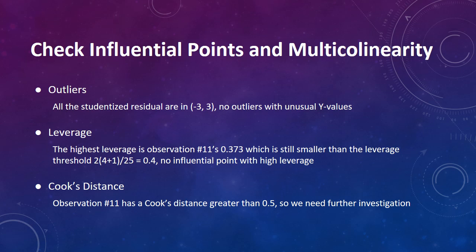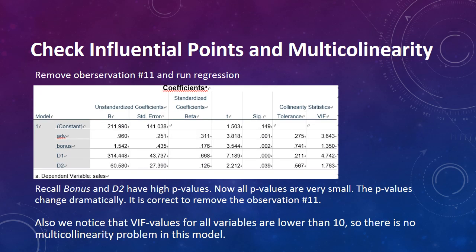Finally, we will take a look at the Cook's distance. Observation number 11 has a Cook's distance greater than 0.5. This means we need further investigation to see if it is an influential point. So we remove observation number 11 and rerun the regression.